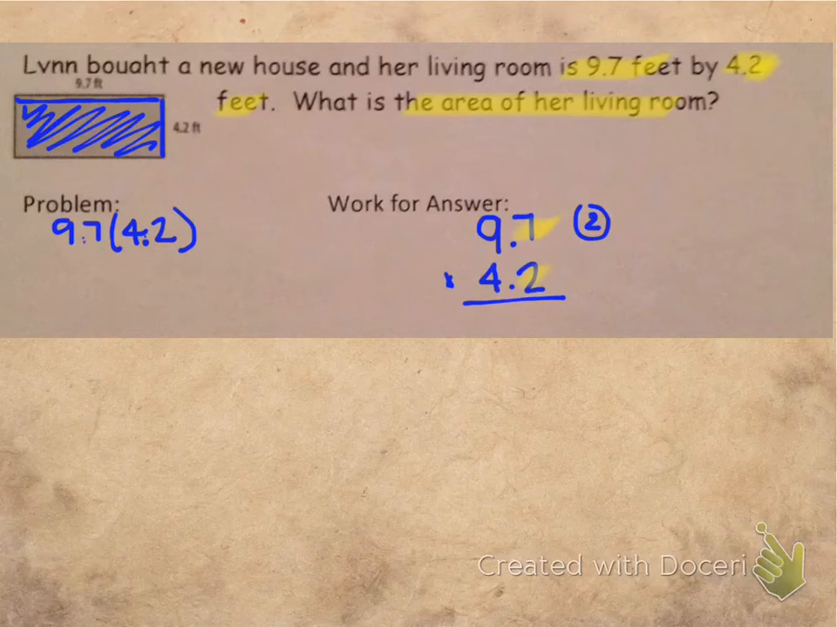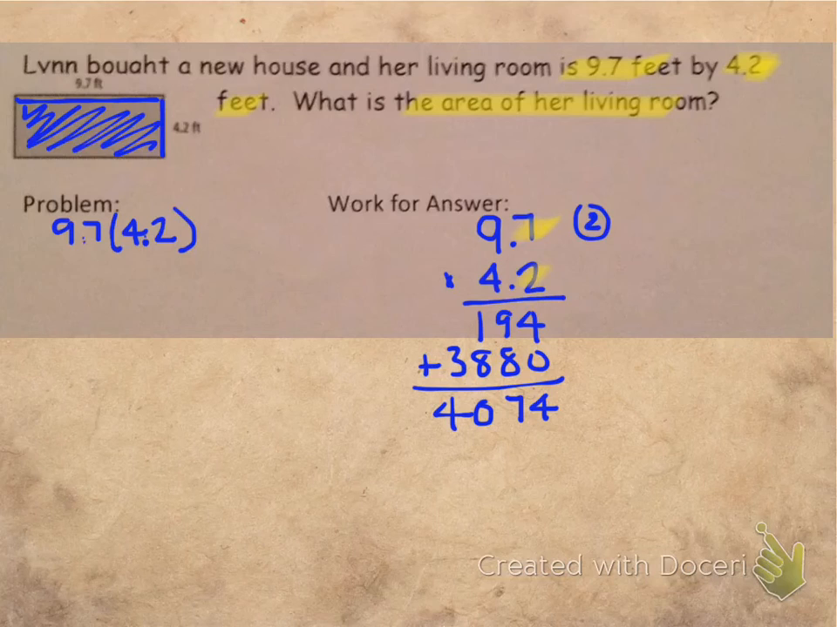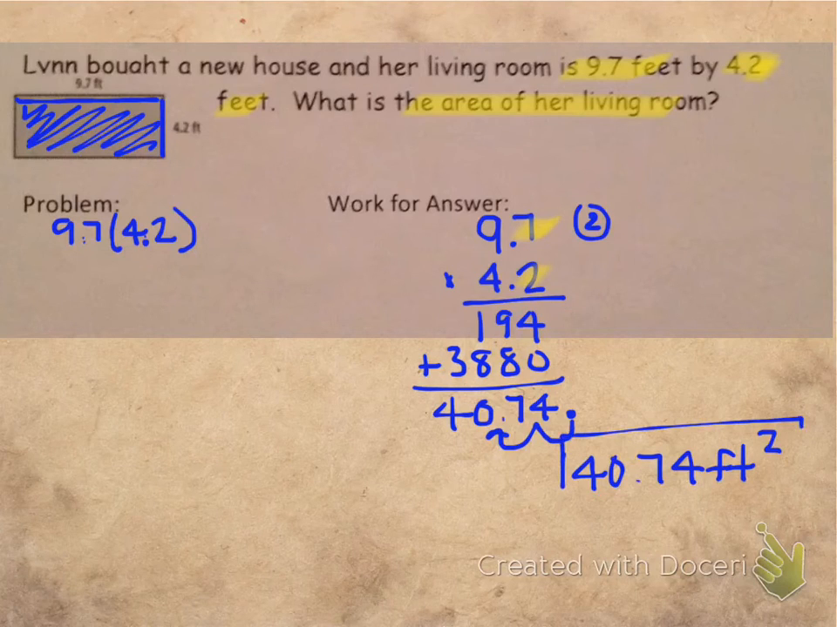Now please solve this problem, and once you've finished it, press play, and we'll put the decimal back in together. Okay, so you should have gotten 4074. We have 2 numbers to the right of the decimal, so remember we put the decimal at the back of the problem and move it to the left 2 times. 1, 2, giving us a total area of 40.74 feet. An area is squared. So that is our final answer.